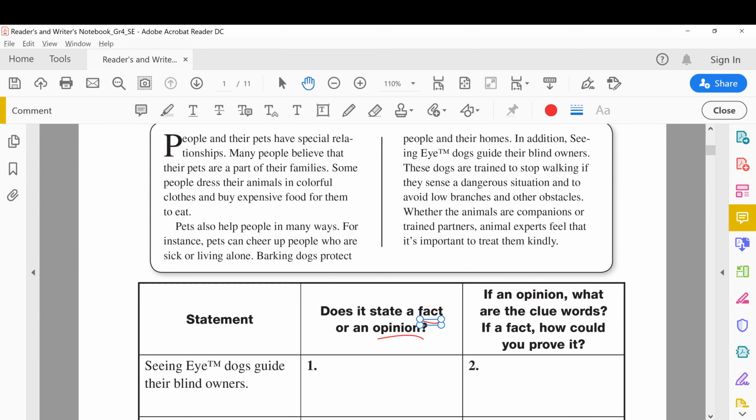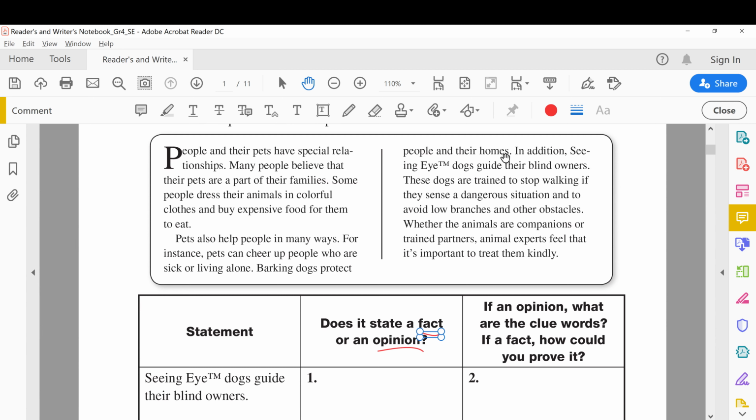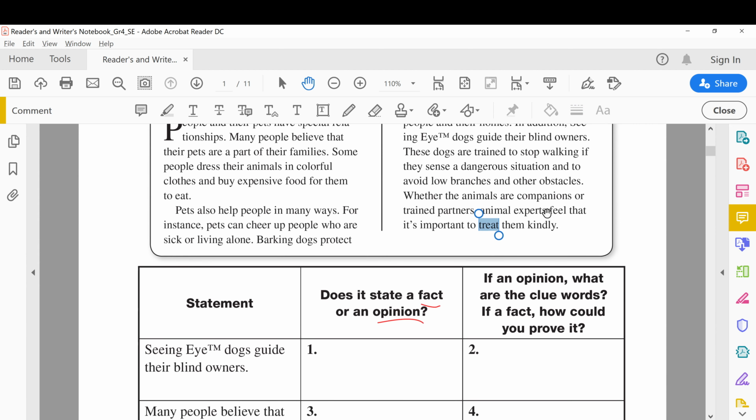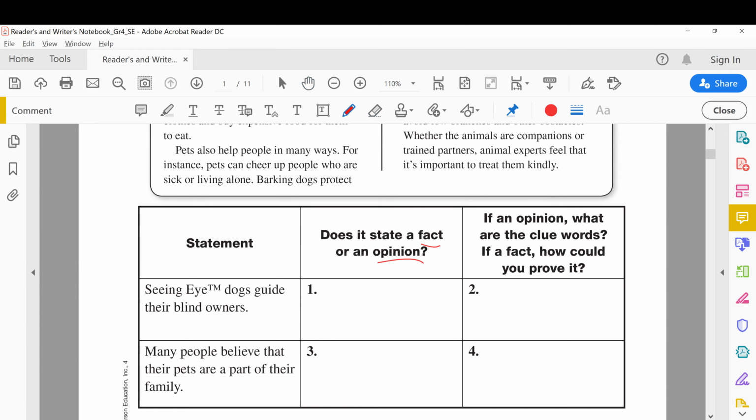Pets also help people in many ways. For instance, for example, pets can cheer up people who are sick or living alone. Barking dogs protect people and their homes. In addition, here is the sentence, seeing eye dogs guide their blind owners. These dogs are trained to stop walking if they sense a dangerous situation and to avoid low branches and other obstacles. Alright, so seeing eye dogs guide their blind owners. So this one, it is a fact.